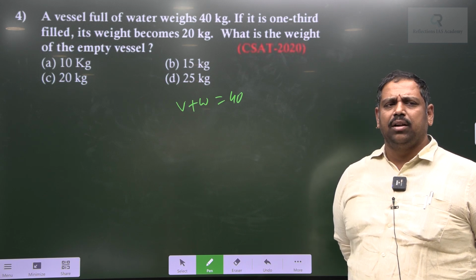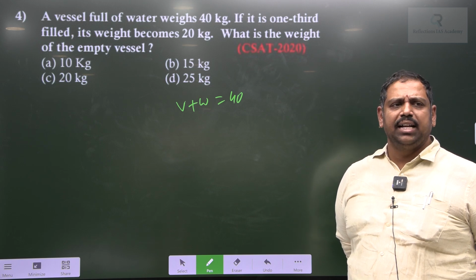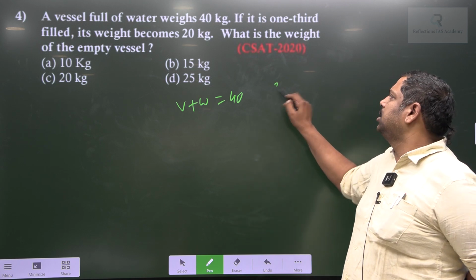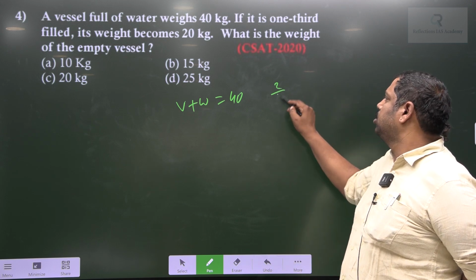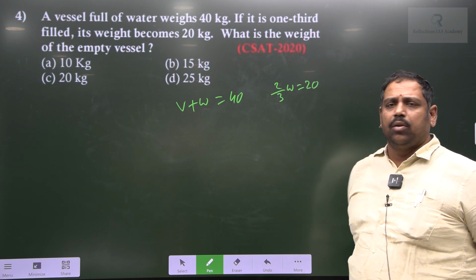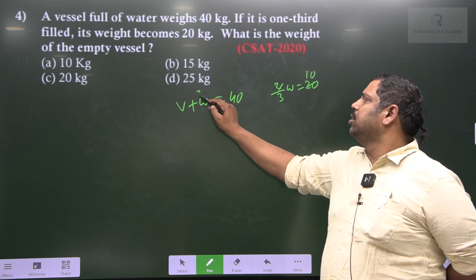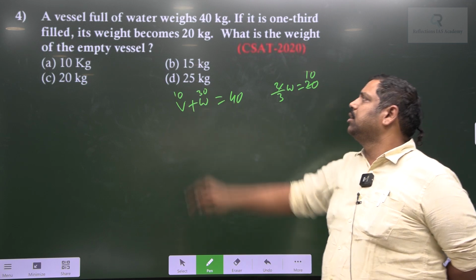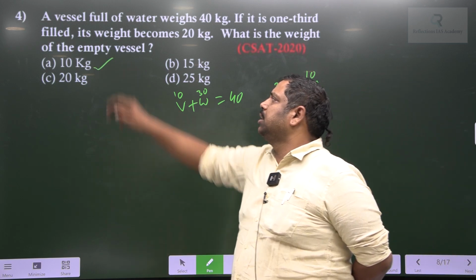That much is not required. 2/3 of the water is removed now. That is the reason 20 liters, 20 kg is reduced now. Can I say 2/3 of the water is nothing but 20 kg? Yes or no? Okay. So what is the weight of water? So what is the weight of vessel? Okay. What is asking? What is the weight of the empty vessel? How much it is? 10 kg.